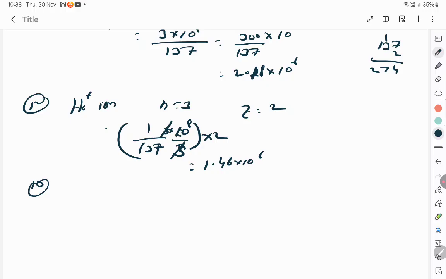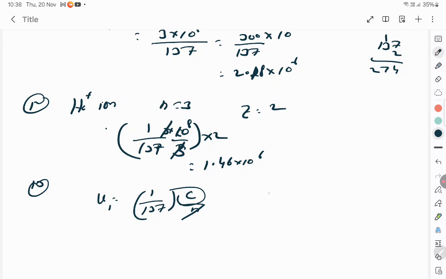Show that the speed of the electron in the innermost orbit of the hydrogen atom is 1 by 137 the speed of light in vacuum. Is it similar to what we did? Yes. This is the innermost orbit, n is equal to 1. So you have 1 by 137 into c by n, where n is equal to 1. Therefore, speed in the first orbit is 1 by 137 into velocity of light. The same derivation. Show that.